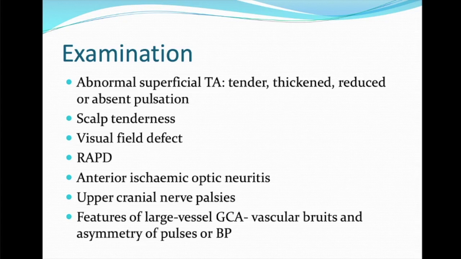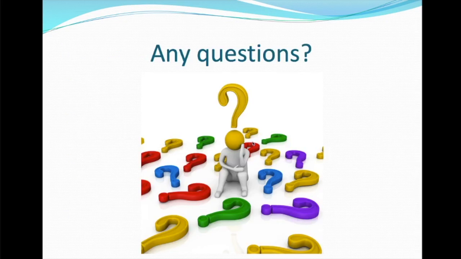And other features to look out for are a vascular bruit, so I tend to listen over the carotid artery, and asymmetry in the pulses. So have a feel of both pulses, radial pulse or dorsalis pedis pulses. Make sure they're synchronous. Make sure the volume is symmetrical on both sides, and then check the blood pressure in both arms, to make sure there's no stenosis in the subclavian artery or the carotid artery.